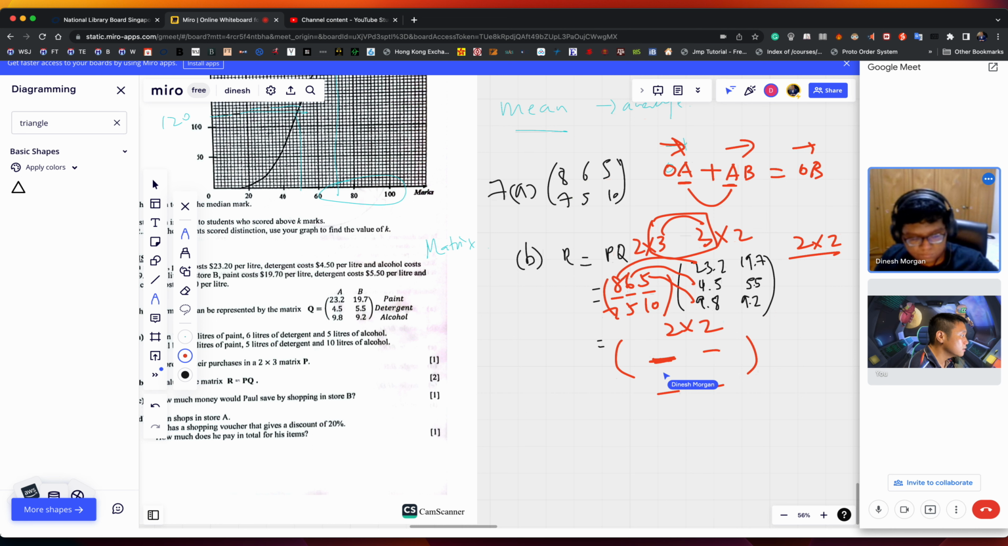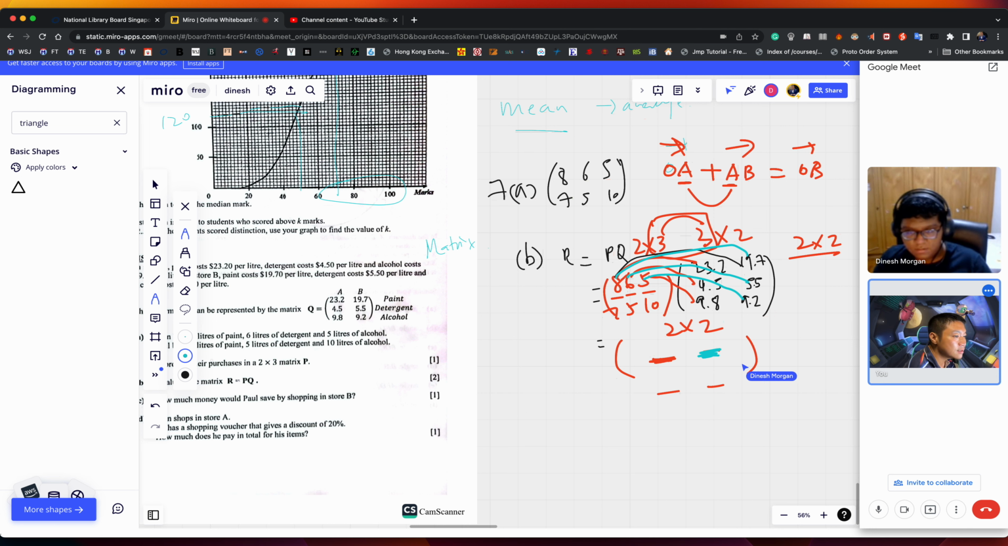Okay? Then how do you get the second one, which is this one? Let me use a different color. How do you get this? Is it the same? The same thing: the 8 times this, the 6 times this, the 5 times this. And then you add up the multiplication.